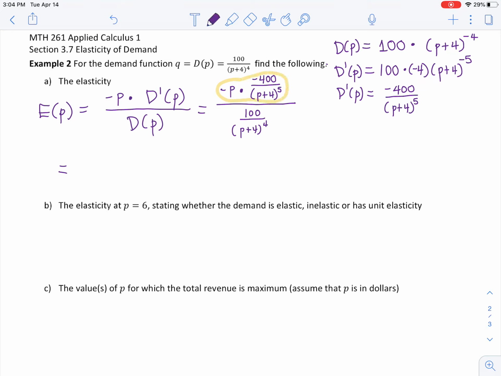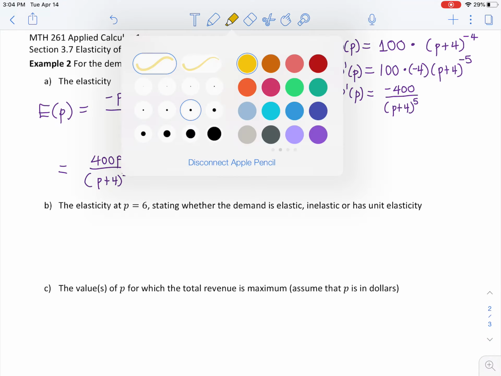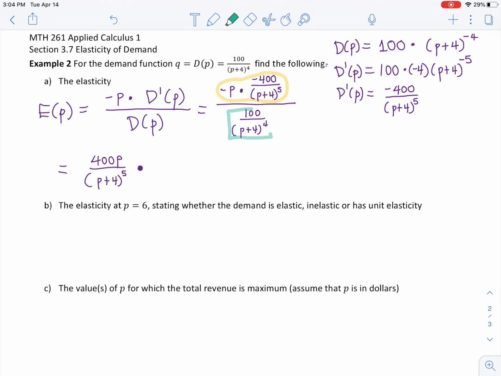So let me simplify the numerator first. Negative and negative will turn into positive. I will have 400p over p plus 4 to the fifth power. And dividing by this denominator is the same thing as multiplying by its reciprocal. So I will multiply the first fraction by p plus 4 to the fourth power divided by 100, okay?